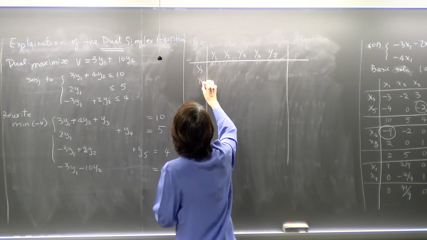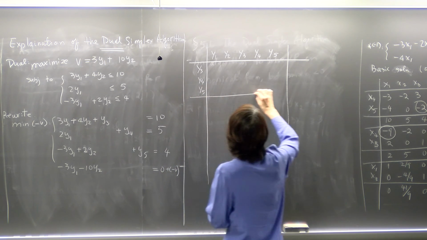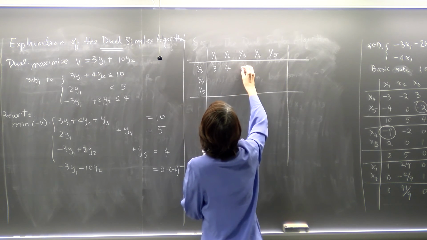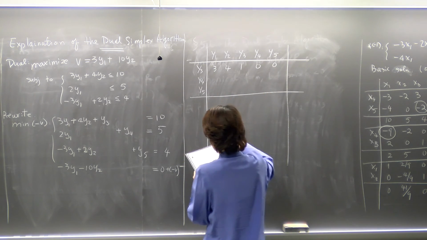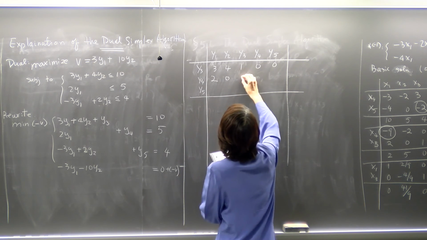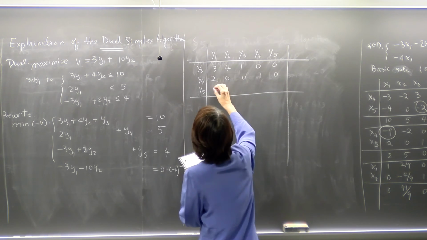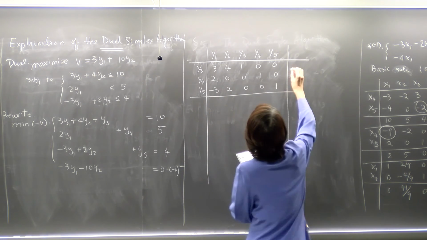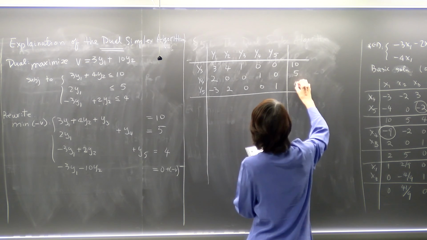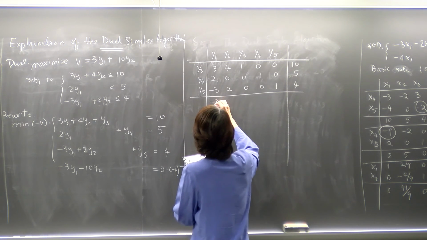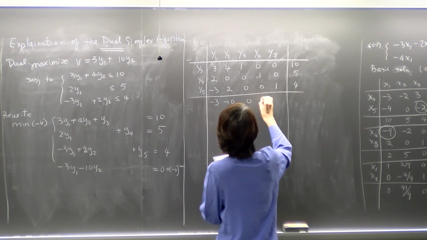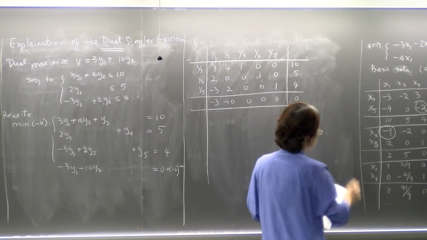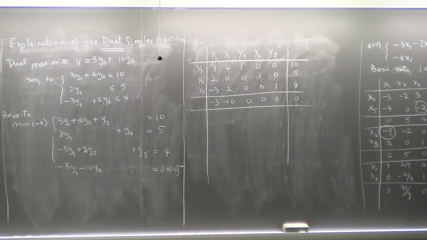y3, y4, y5. Okay, so let me put in the numbers. I will have 3, 4, 1, 0, 0, 2, 0, 0, 1, 0, -3, 2, 0, 0, 1, 10, 5, 4. Then -3, -10, 0, 0, 0, 0. So that's the initial tableau as I put it in.